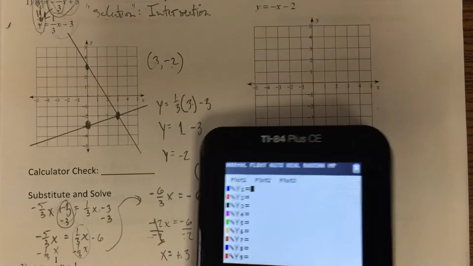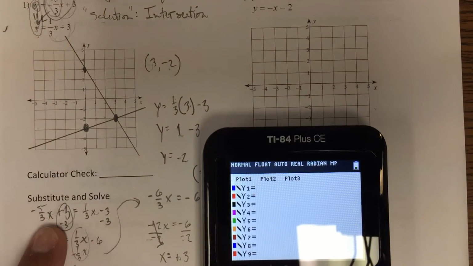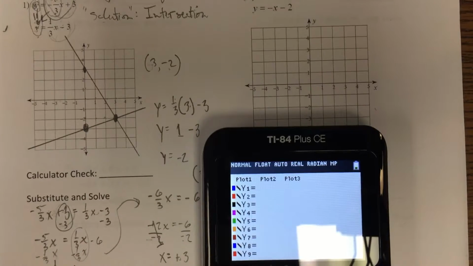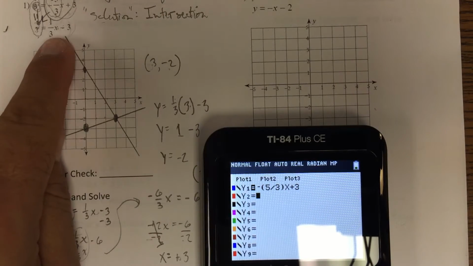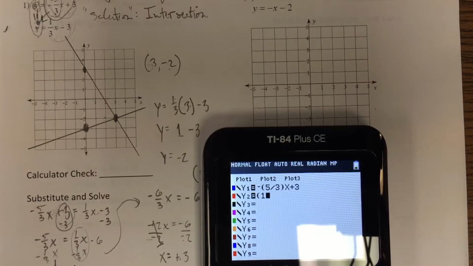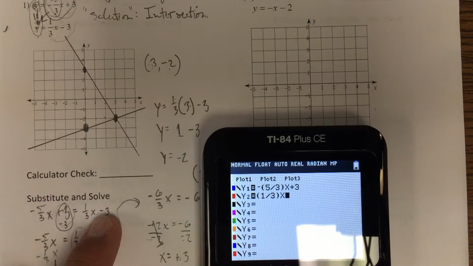We can take the two equations. This will be y1, this will be y2. So we've got negative 5/3, close parentheses, x plus 3. And we're going to drop this down to y2. We're going to put in the second equation right here. So we've got parentheses, 1 divided by 3, close parentheses, x minus 3, and now we're going to graph it.